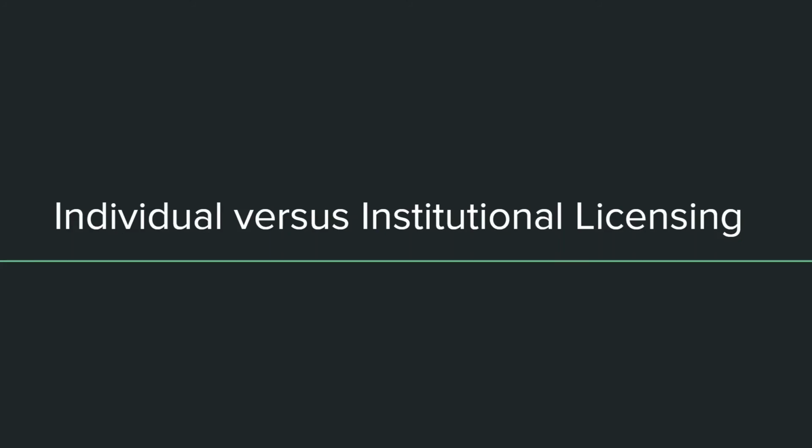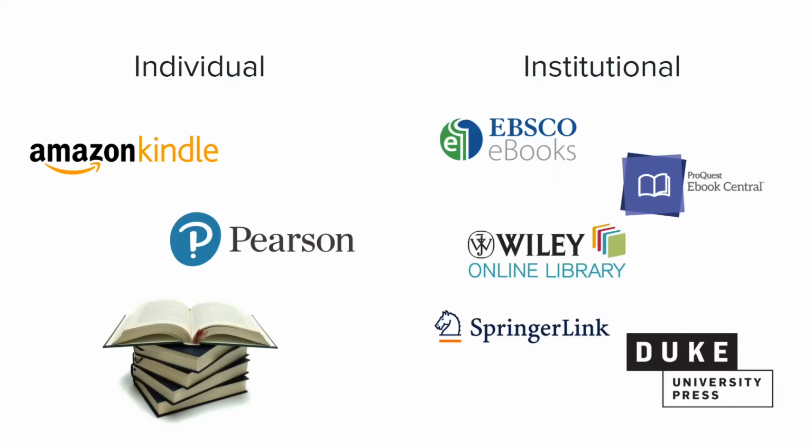I'll talk a little bit about individual versus institutional licensing. You'll notice that I didn't mention Amazon Kindle or Pearson or a variety of different physical books that are not yet available in ebook form. I'll be the first one to tell you that not everything is online. I did mention a lot of platforms on the right: EBSCO, Wiley, ProQuest, Springer, and Duke. And there's a little bit of a gray area of what the difference is between these platforms. So if you see a book available on Amazon or through Pearson, it's not always available through the library.